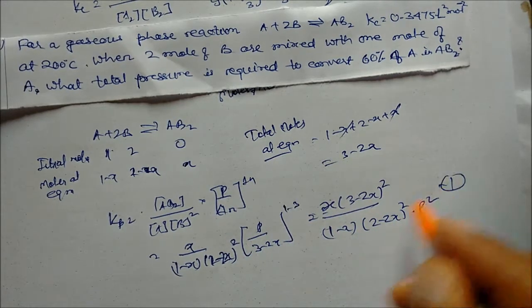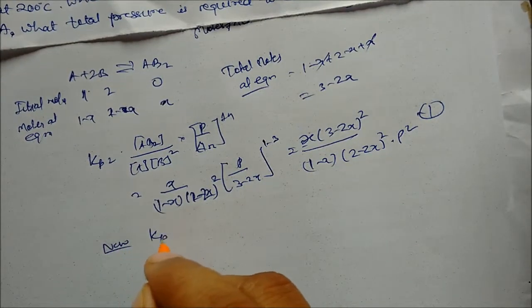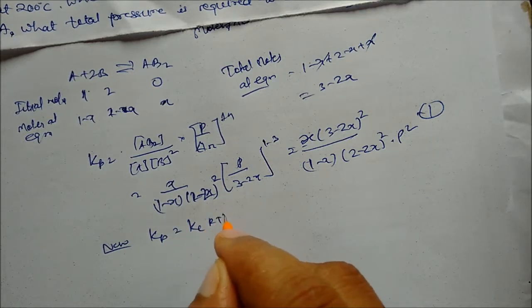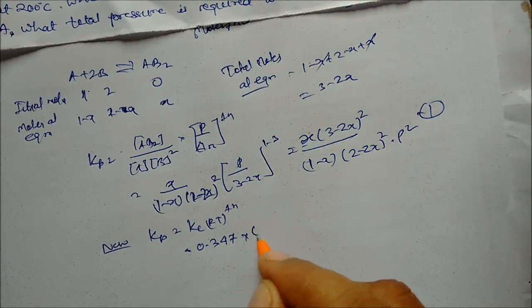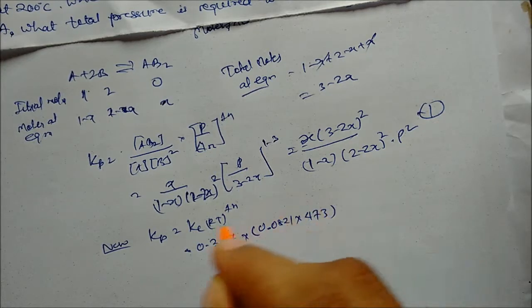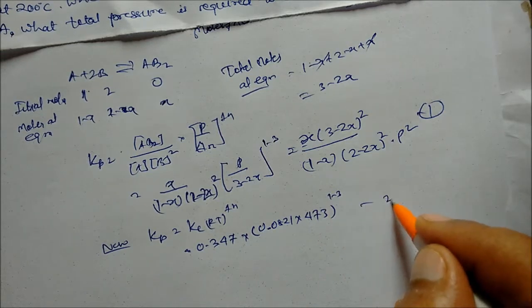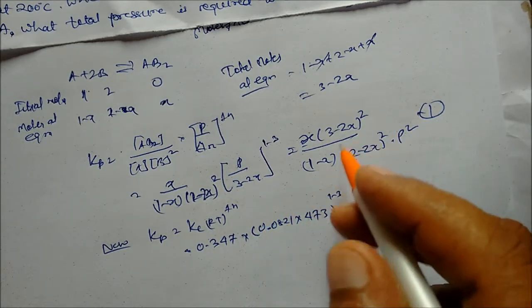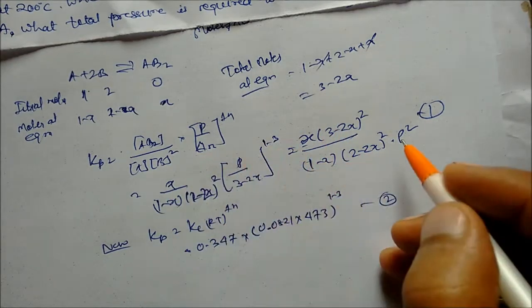And the second is that Kp is equal to Kc (RT) to the power delta n. So this is the second equation. On solving this, you can put the value 0.347 into 0.0821 and temperature 473, and delta n is 1 minus 3, so minus 2. So this is the second equation. If you equate this one and this, both are equal.